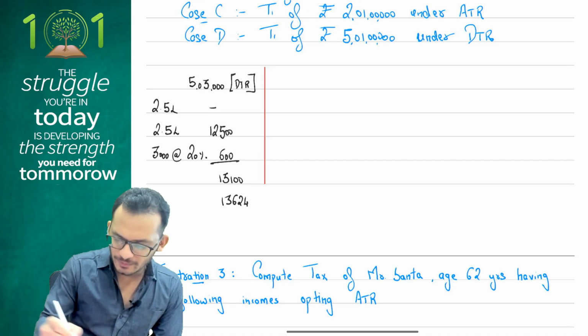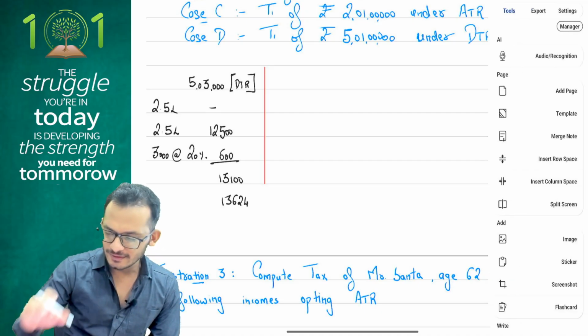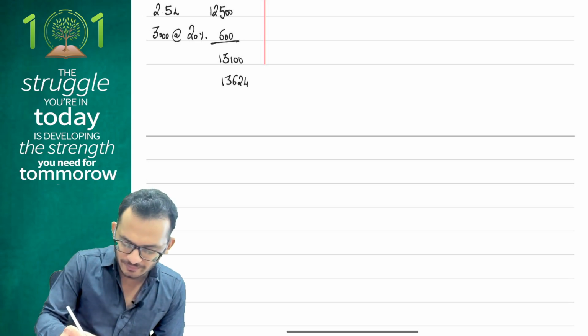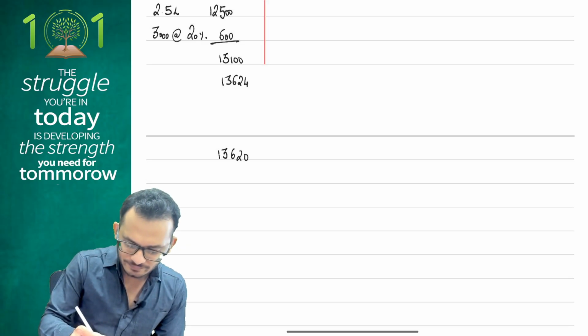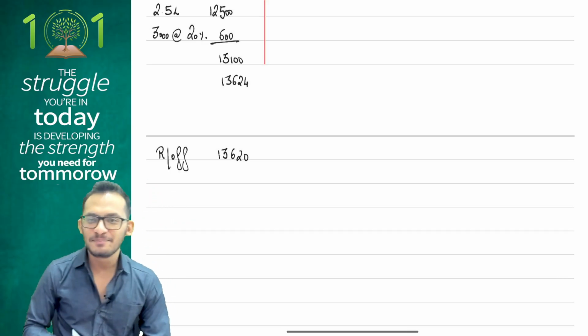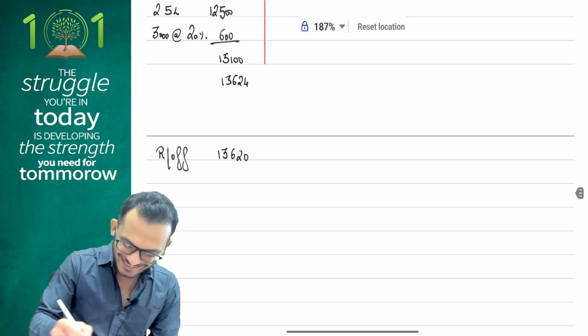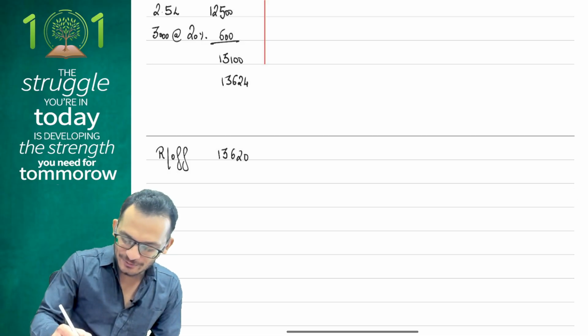13,620 to be rounded off to 620. People, rounding off and all cannot be a mistake you make. 13,620. 10%. Okay, take it, no problem. At least be careful in the next rows, people.